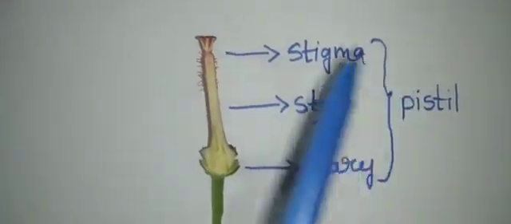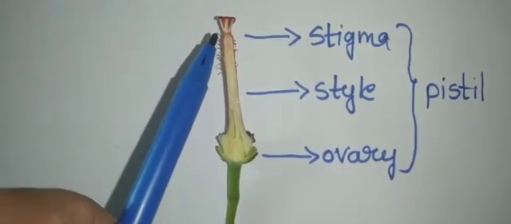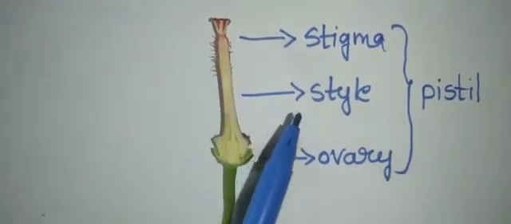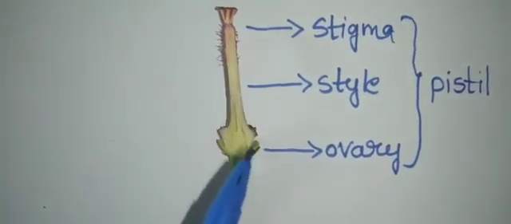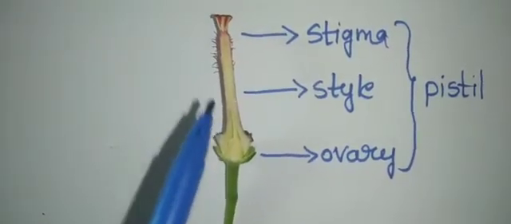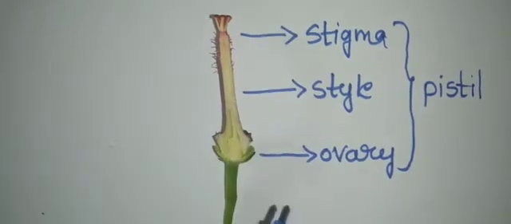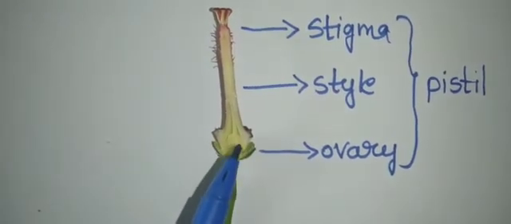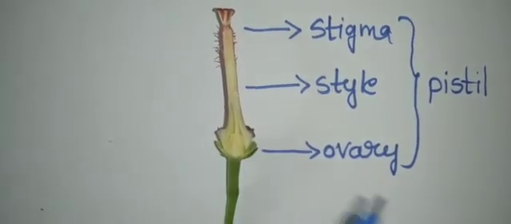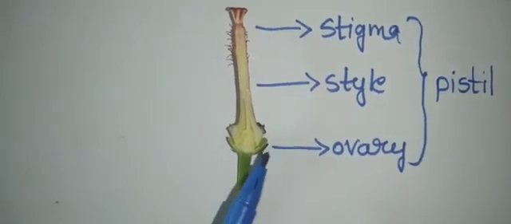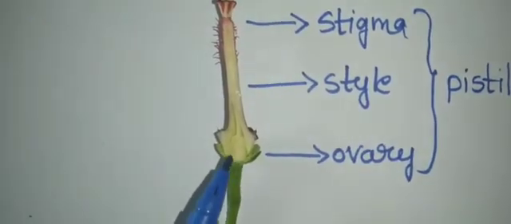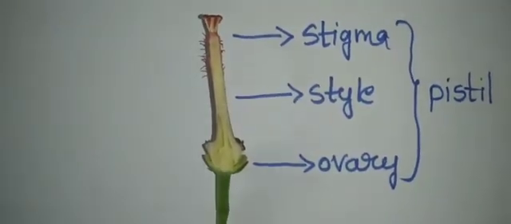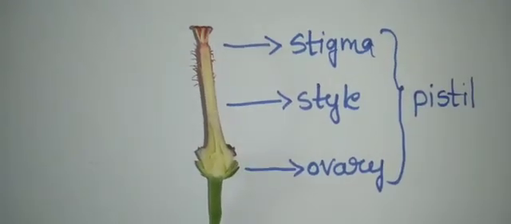So this stigma, style and ovary together are called the pistil. The stigma is the sticky part of the flower, and the style runs from the stigma to the ovule. The ovary is the swollen base part, which has ovules in it. So these ovules are the female reproductive cells.